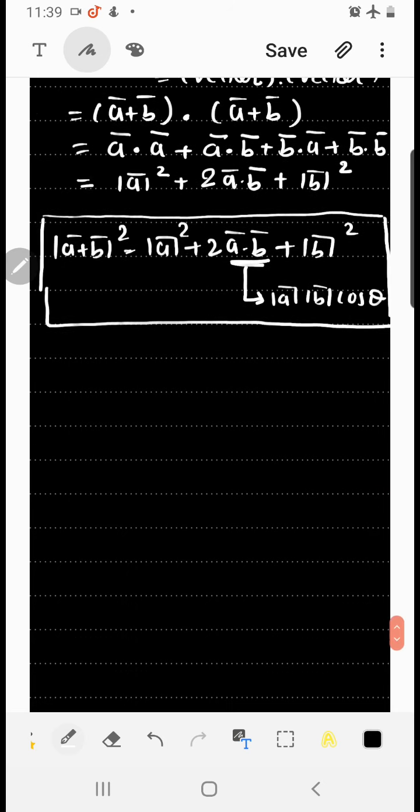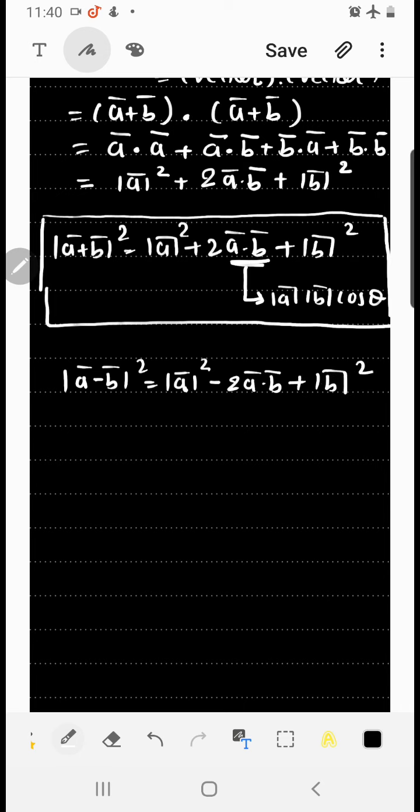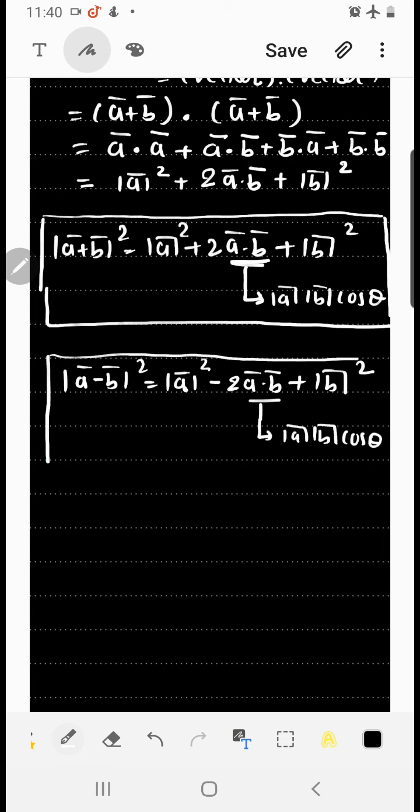Likewise, let us go for mod of a bar minus b bar whole square. Can you guess the formula for this? Is it not mod a square minus 2 a bar dot b bar plus mod b square, where a bar dot b bar can be further written as mod a bar mod b bar cos theta. So this is the formula for subtraction.